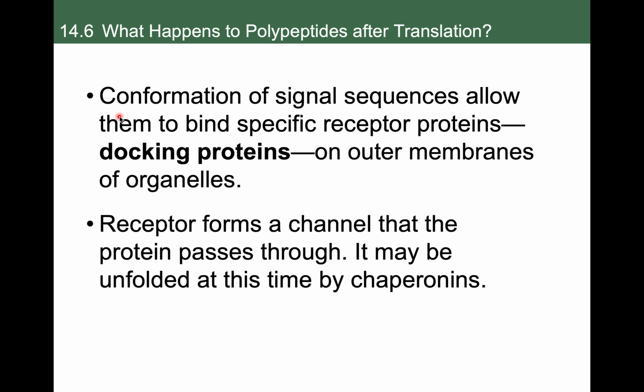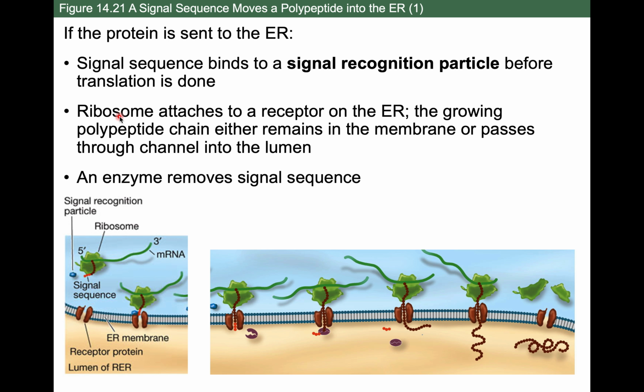And they will literally dock, the ribosome will dock on proteins that are on the surface of the ER, these receptor proteins. And there's a little channel right through the middle of that receptor. It looks something like this. So here's the ER membrane. This would be inside the ER down at the bottom, and this is the cytoplasm up here in blue.